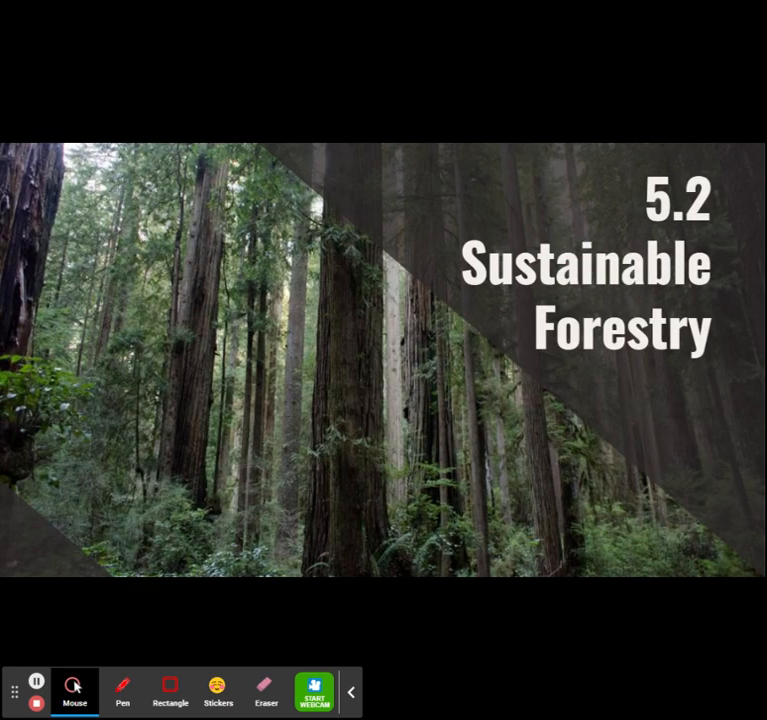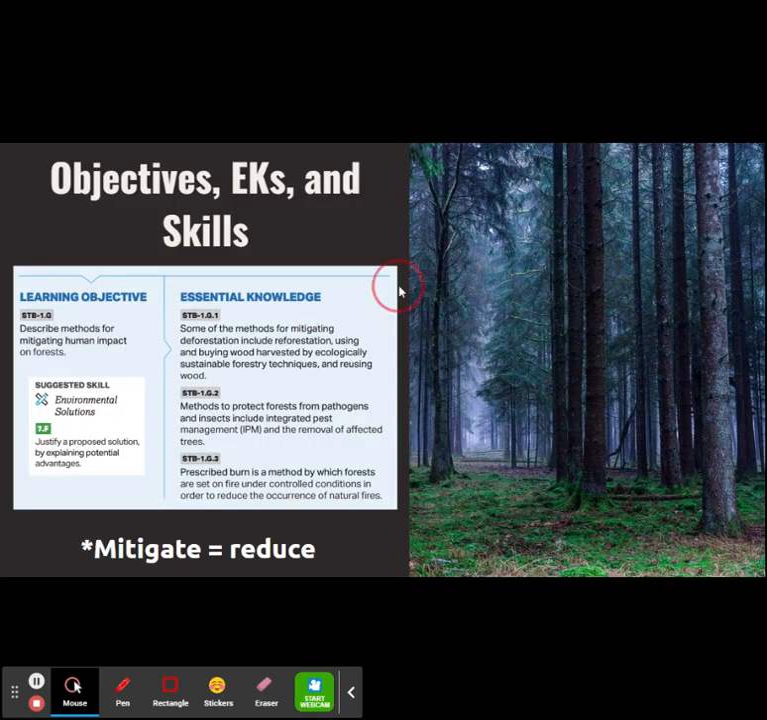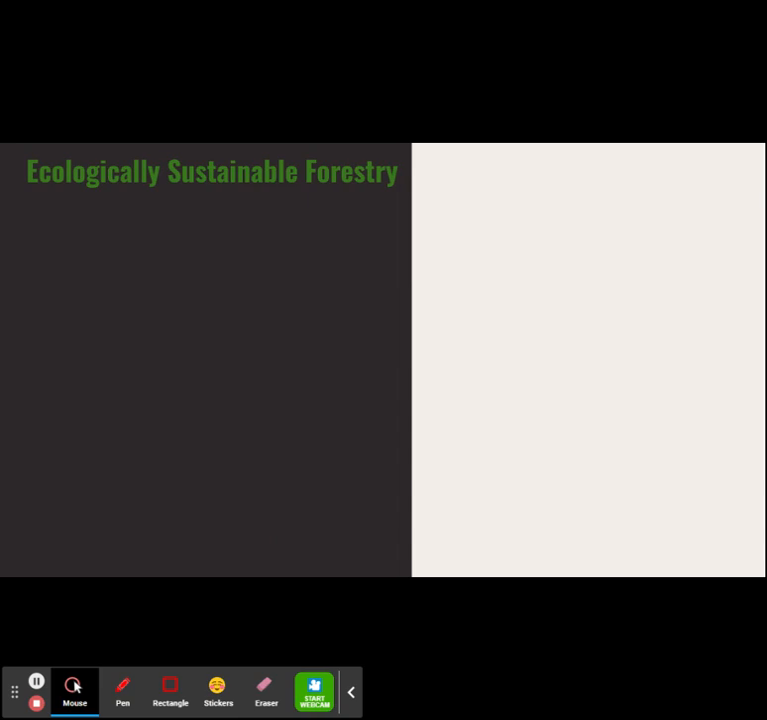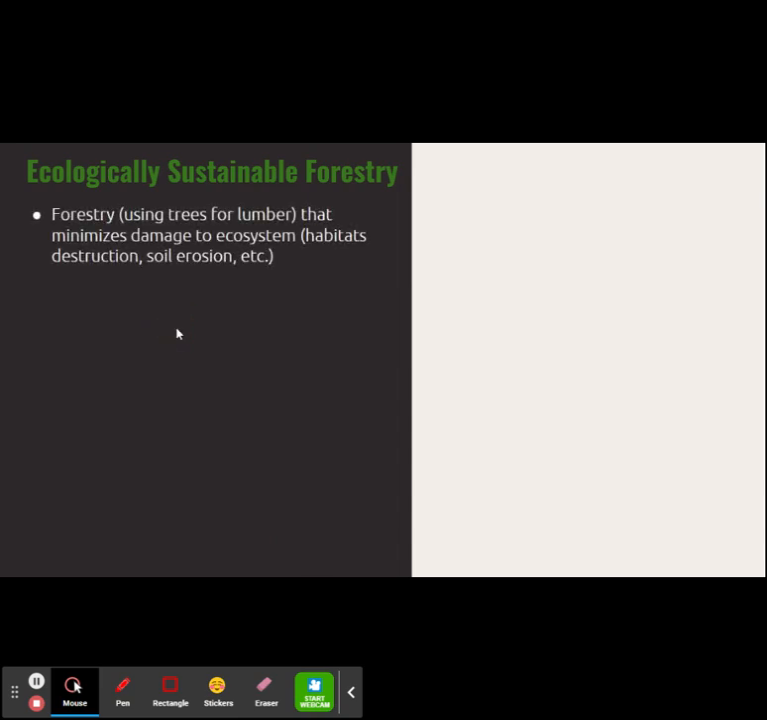So now we are moving on to sustainable forestry. This is 5.2. All right. So ecological sustainable forestry is going to be all about the different forestry methods that we use to get lumber. Lumber is wood, okay? And these are going to be methods that minimize damage to ecosystems, habitats, soil erosion, and so on and so forth.